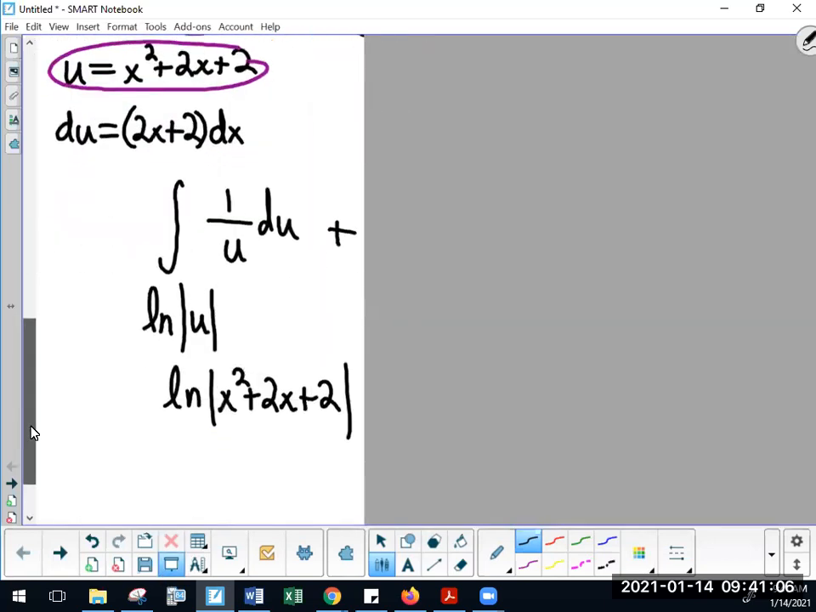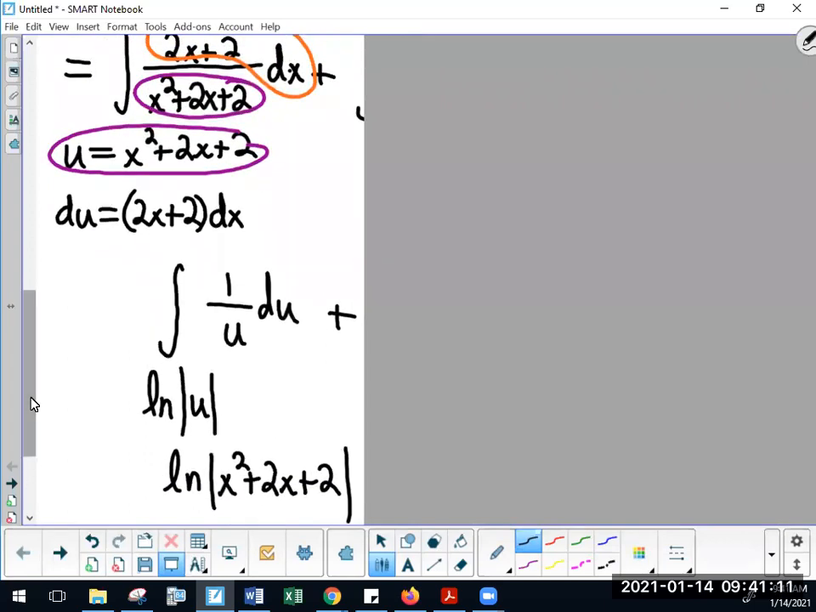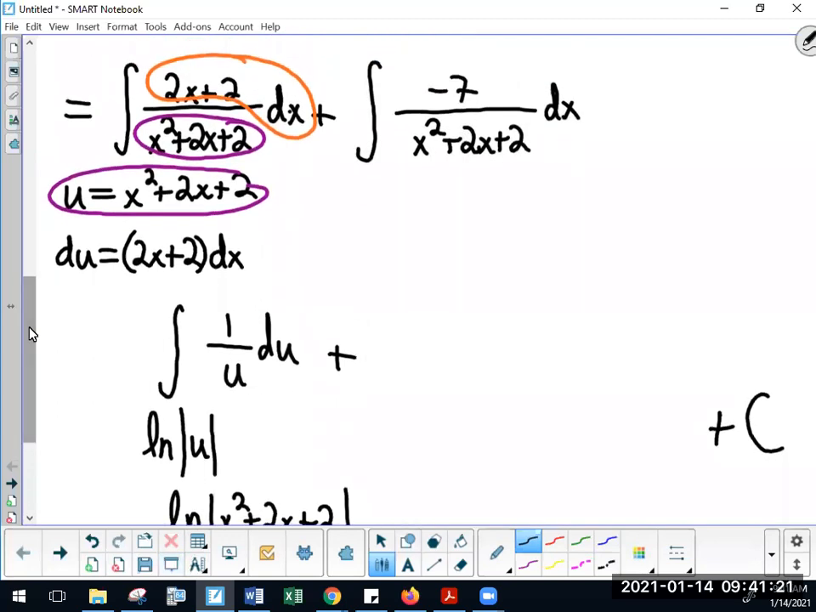So this first problem right here, you need to know how to do start to finish with a plus c, okay? You got to be able to do that one. It just so happens I was trying to be extra fancy and put everything into one problem. Okay, this other one, the -7 over x squared plus 2x plus 2, you have to be able to do that too, separate from this one. Okay, so how'd you do that one?